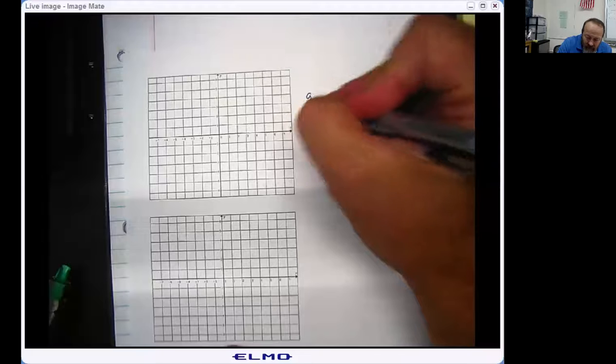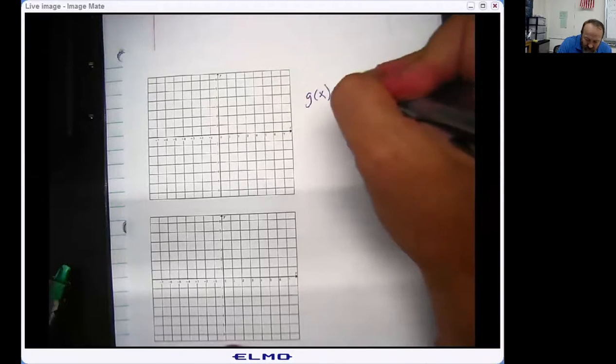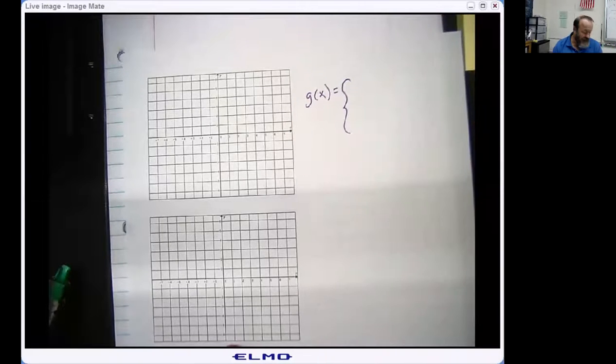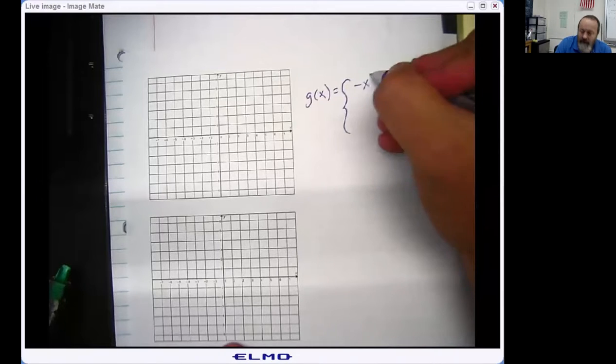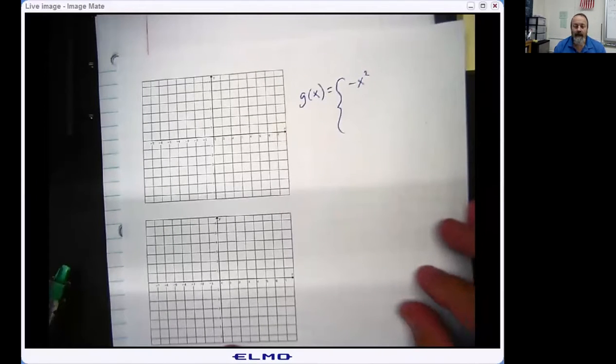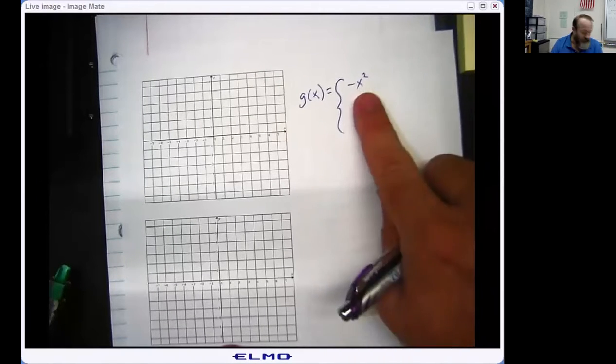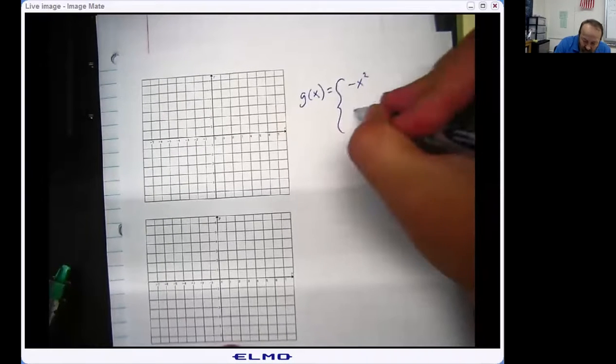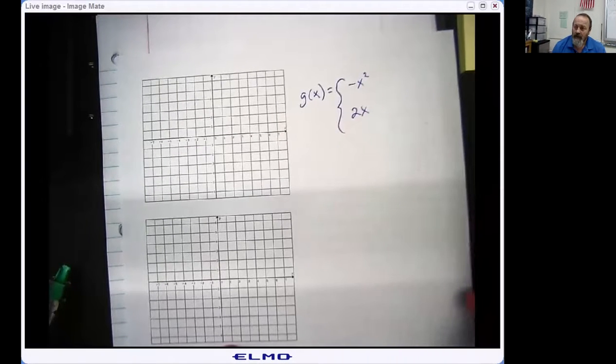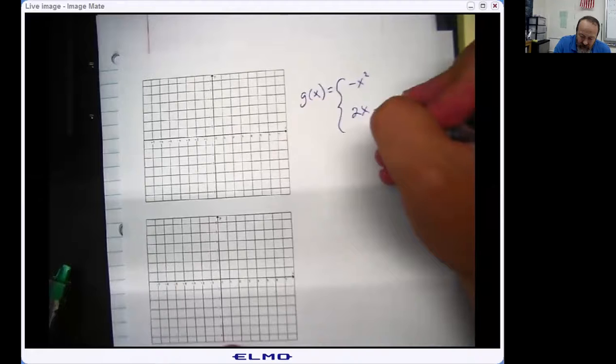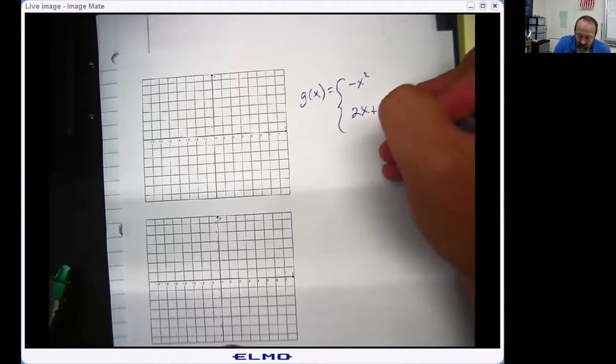So what we are going to do is look at a very simple function. I'm going to call it g of x. Now, g of x is a piecewise defined function, meaning it is comprised of multiple pieces. So what I have is some of the graph is just looking like a downward sloping parabola, and some of the equation is looking like just a nice little uphill line. In fact, it's the line 2x plus 1.